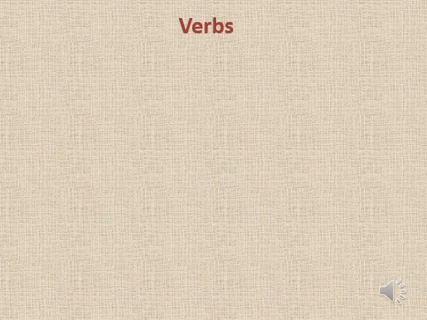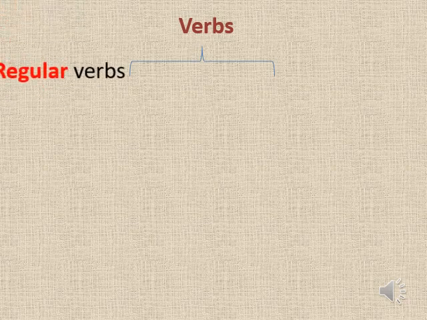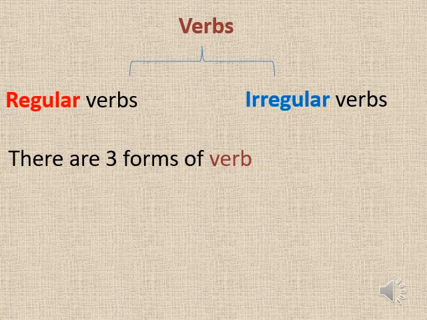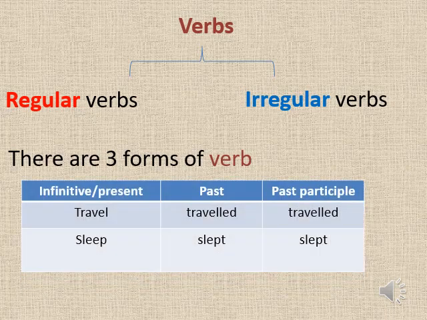Verbs are divided into regular verbs and irregular verbs, and each verb has 3 forms: infinitive or present, past, past participle. For example, travel, the past is traveled, past participle, traveled. Sleep, the past slept, past participle, slept.